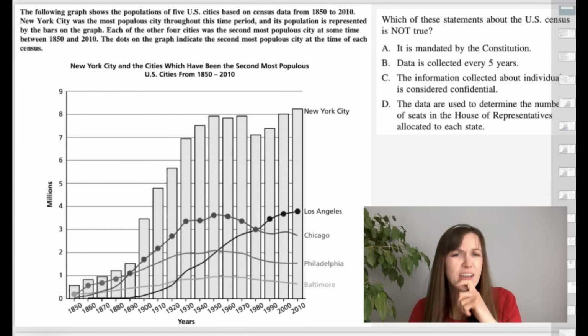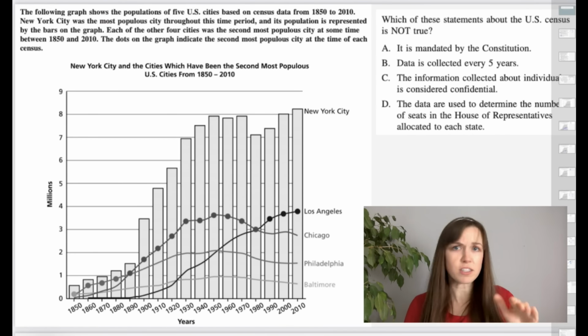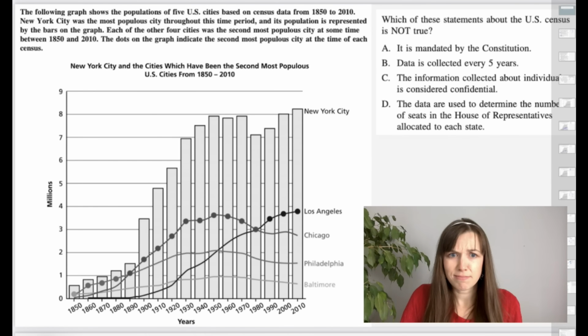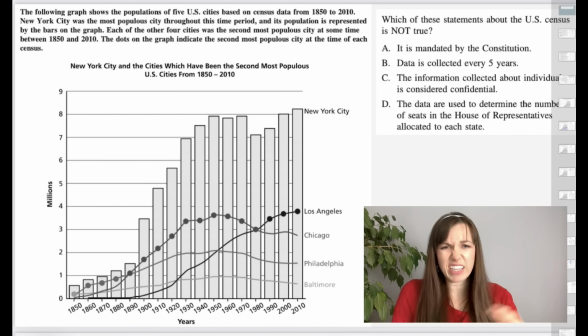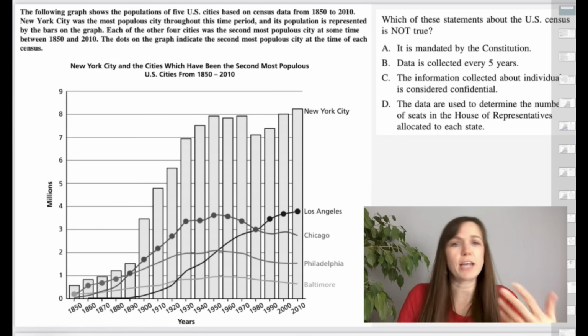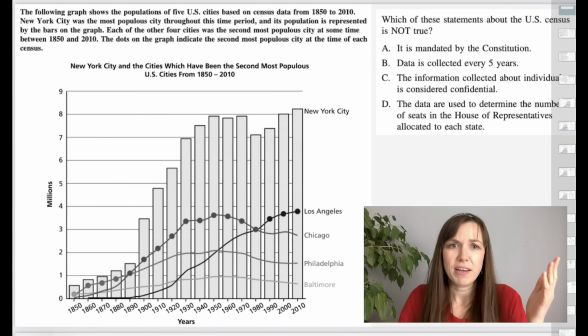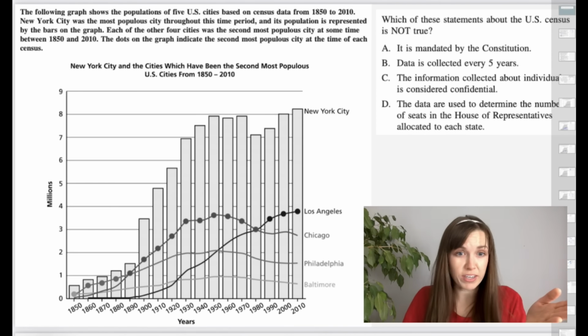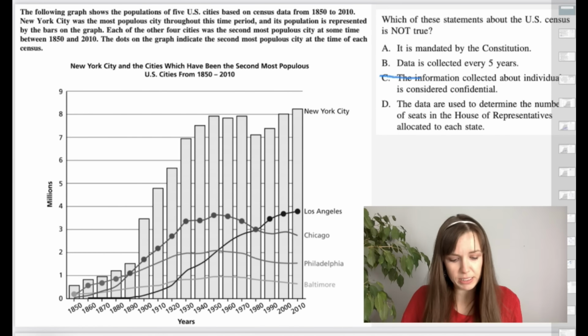Now, look at this chart right here. Notice how it's not every 5 years, it's every 10 years. So let's hold that one for a thought. C, the information collected about individuals is considered confidential. Have you ever participated in a census? If you have, you know that they are asking you all sorts of questions. What is your address? How many kids do you have? What's your income? Things like that. Is that information confidential? Yes. So it's probably not going to be C.